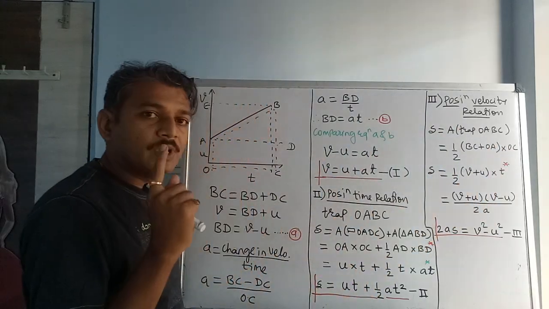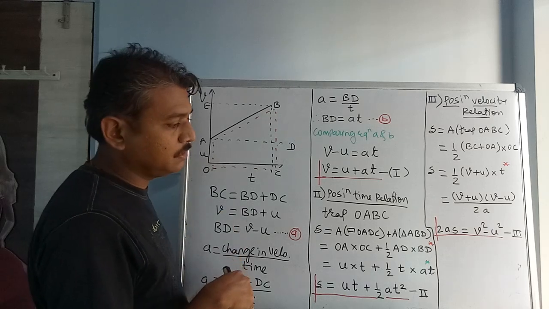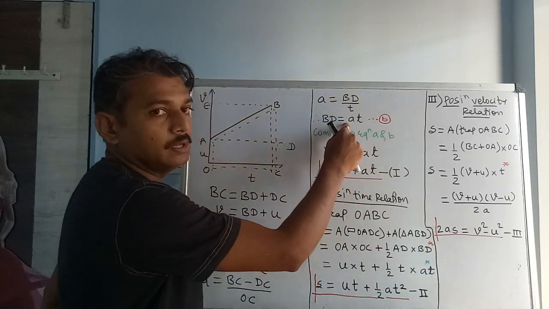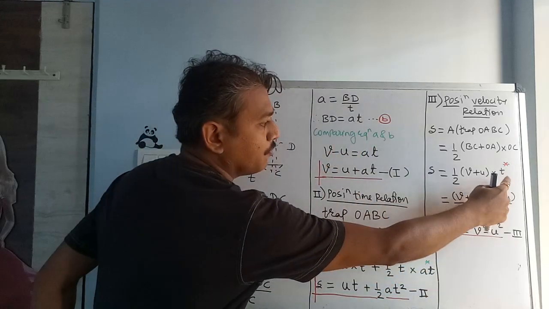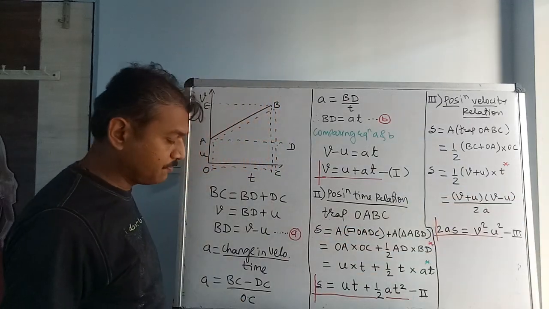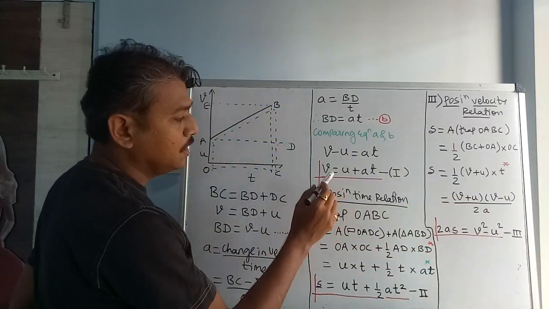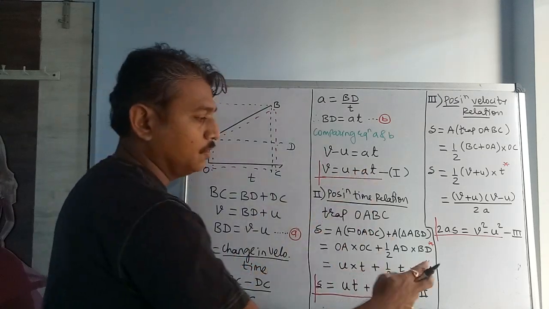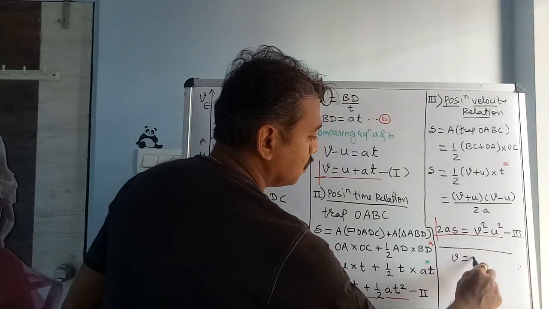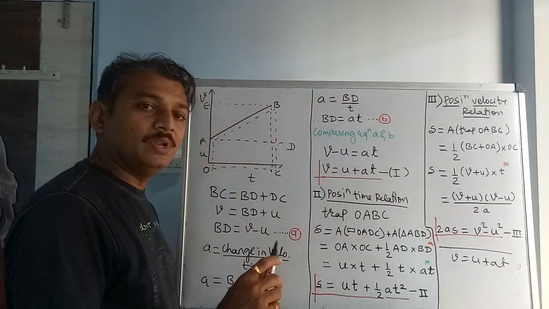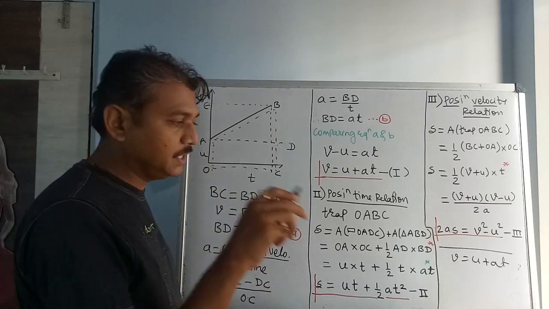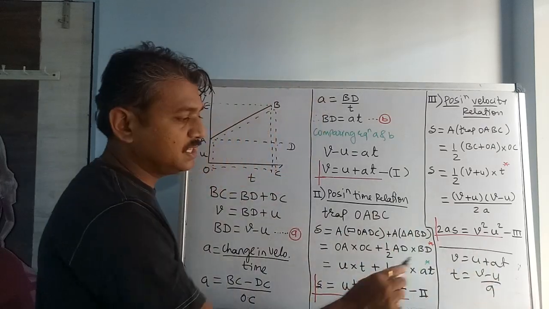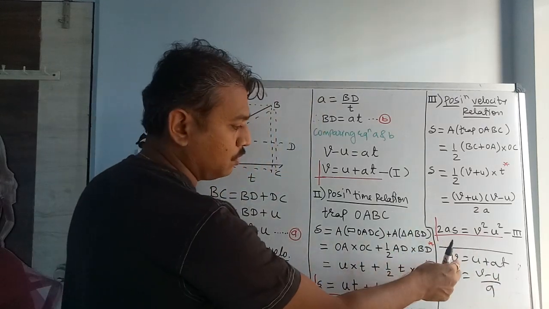And this step here is very important, as in the second equation this step was important where we had taken the value of BD from the first equation. In the same way here the value of T you have to take from the first equation. Here it is written V is equal to U plus AT, and if you write this equation in terms of T, this will become T is equal to V minus U upon A. This is simply rearrangement.